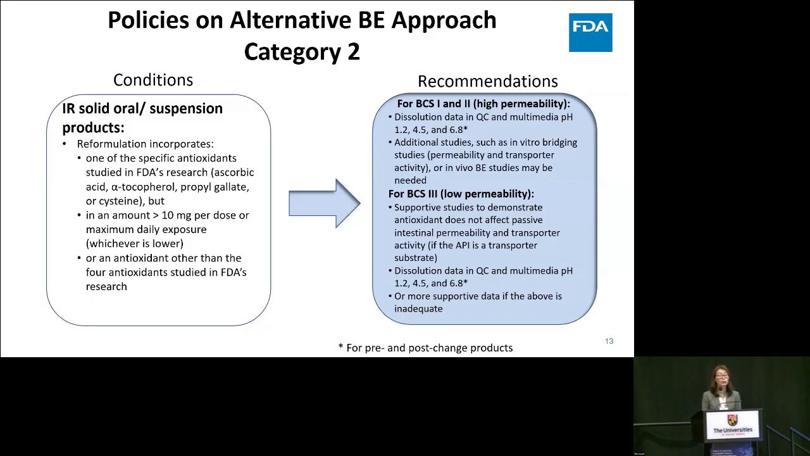The second scenario is for BCS3 low permeability drugs. For this scenario, supportive studies are needed to demonstrate that the antioxidant doesn't affect the passive intestinal permeability and the transporter activity, if the API is a transporter substrate. And dissolution data in the QC and multi-pH media should be submitted to support these changes. If this information is not adequate to support the changes, more supportive information such as an in vivo BE study would be recommended.